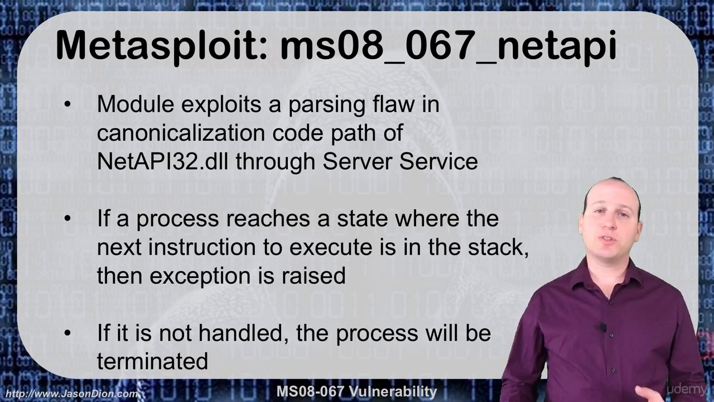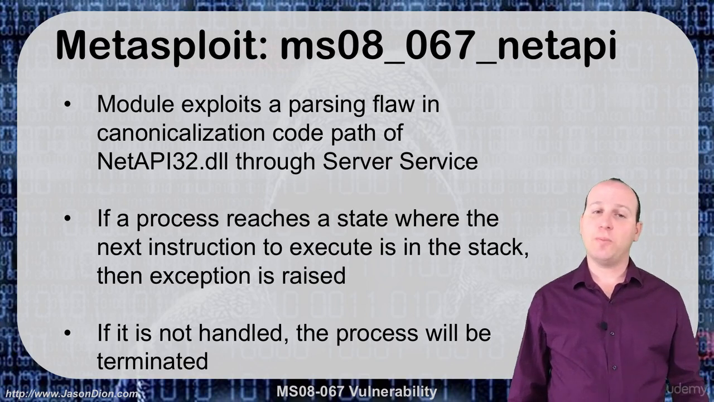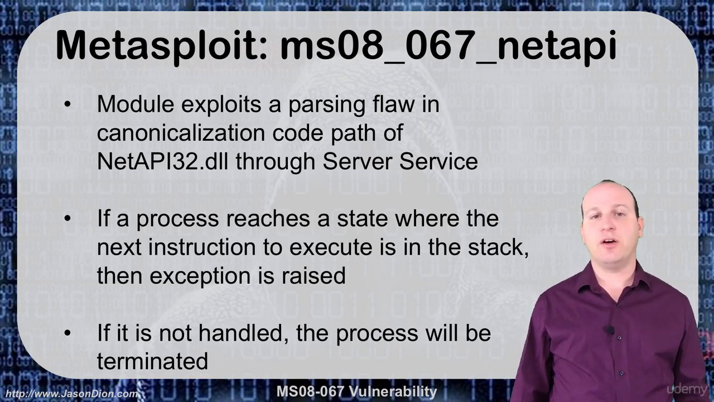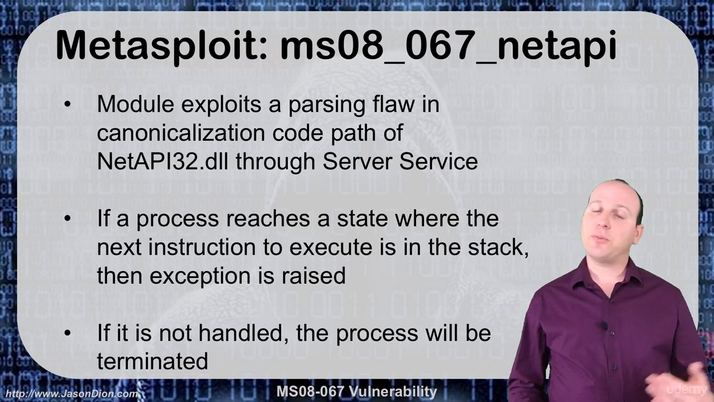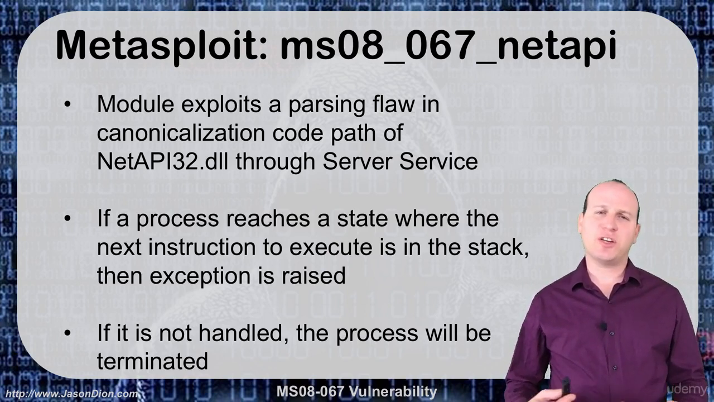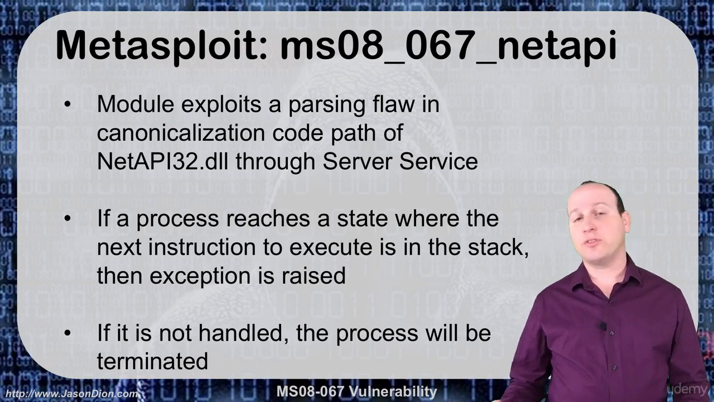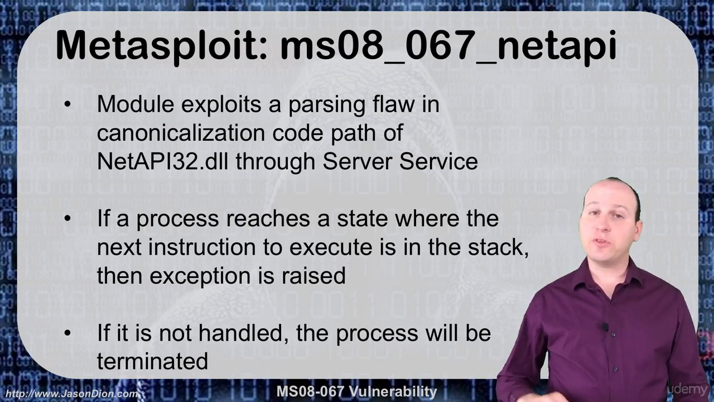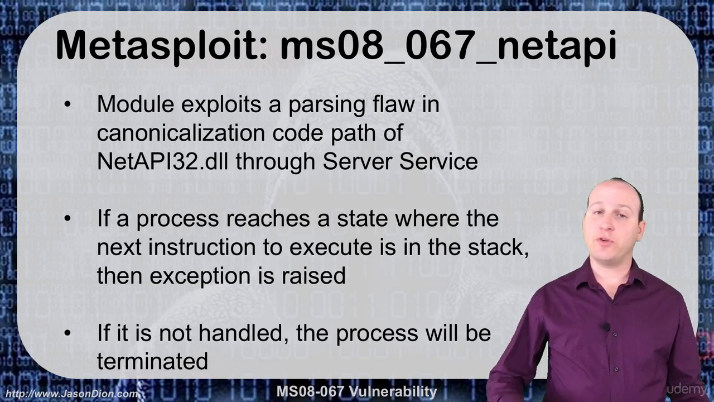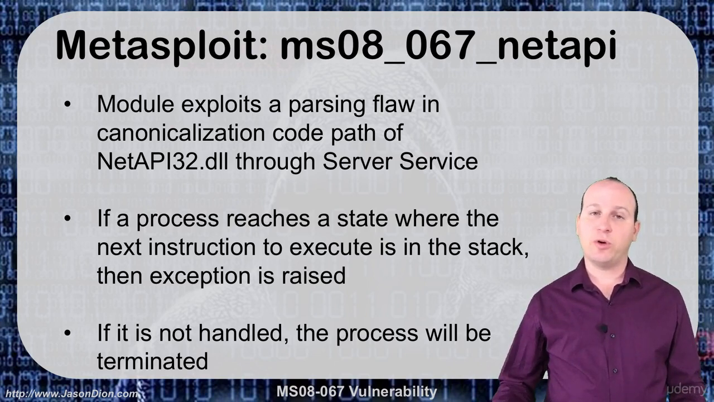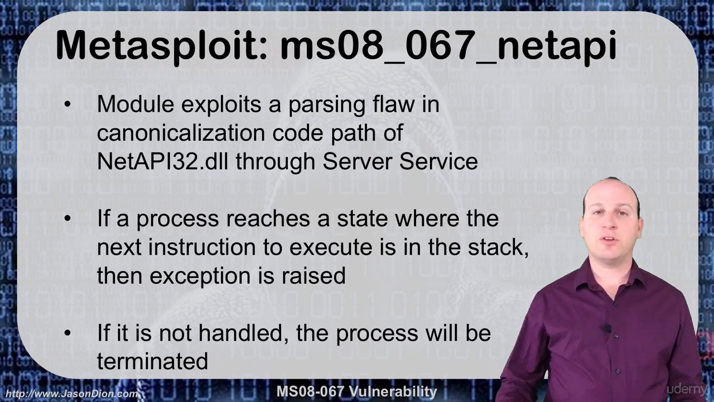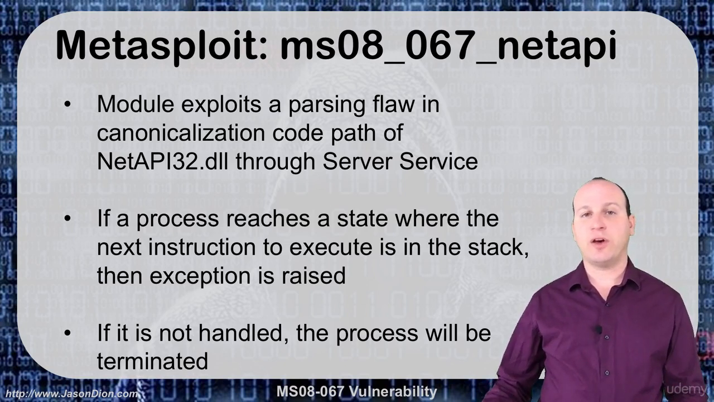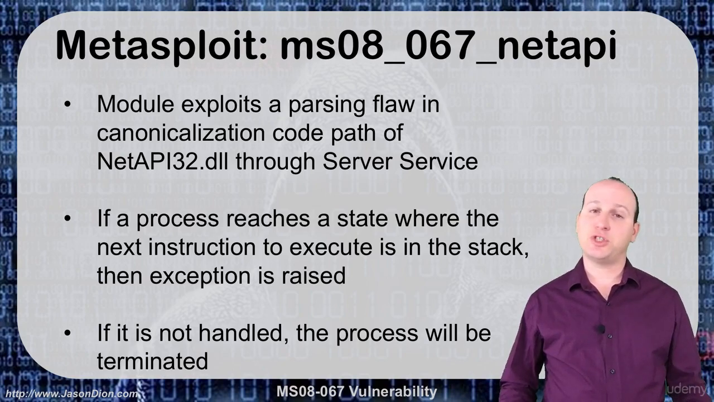What this module is going to do is exploit a parsing flaw in the canonicalization code path of the NetAPI32 DLL through the server service. If the process reaches a state where the next instruction to execute is in the stack, the exception is raised. If it's not handled properly, then the process is going to be terminated. The developers of the exploit have taken the vulnerability and reverse engineered it, so we now have an exploit that works. When the flaw is introduced, instead of terminating, it's going to run the payload that we desire, which in our case is going to be a reverse shell.